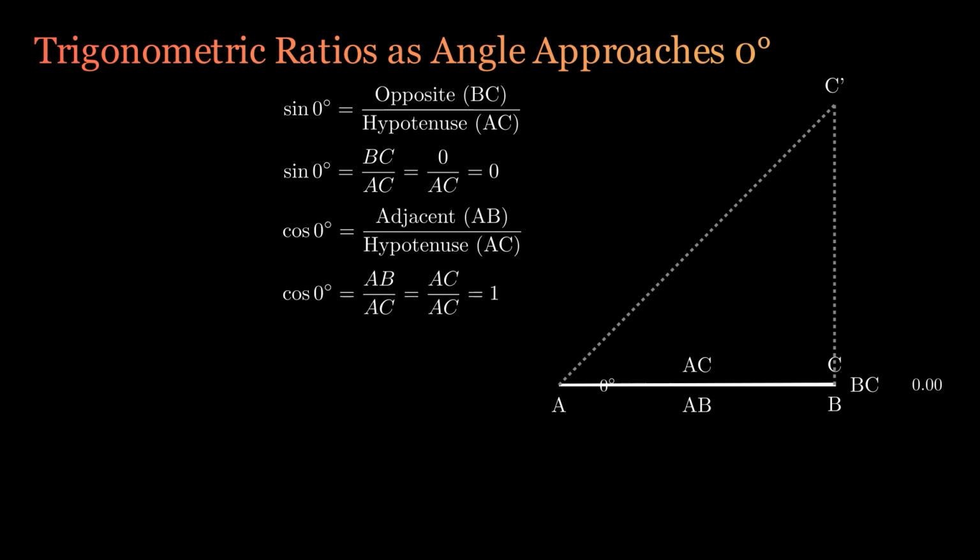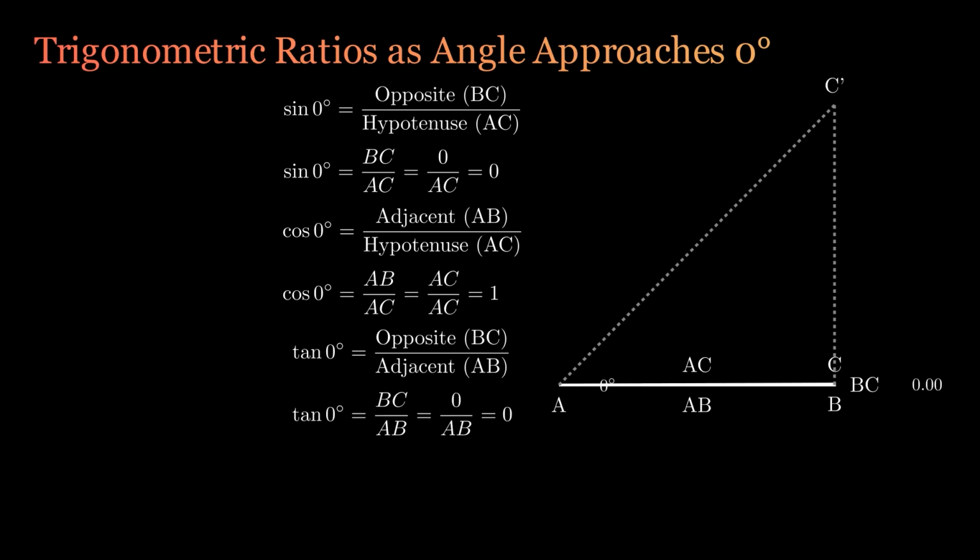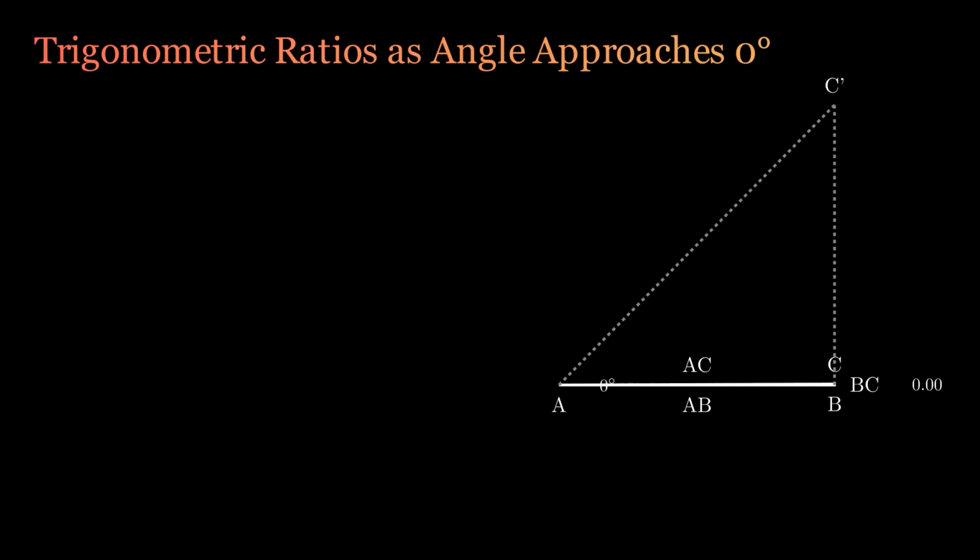Cos of 0 is adjacent by hypotenuse, which is AB by AC. As you noticed, as angle A became 0, AB became AC, right? So that's why cos 0 is equal to 1. So tan 0 is equal to BC divided by AB. So we know BC became 0 here. So tan 0 is 0.